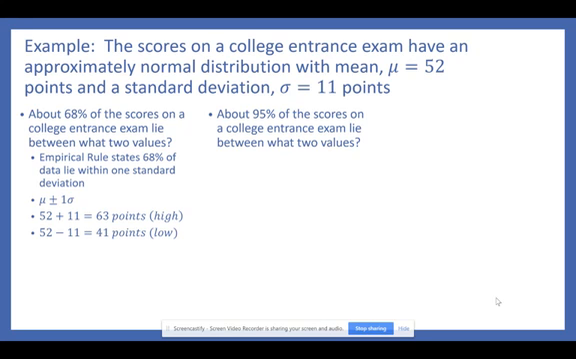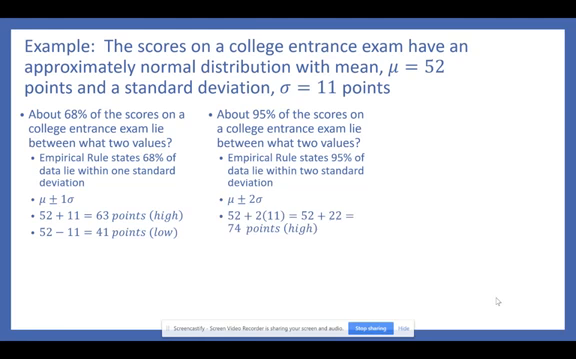If we want to know about 95% of the scores, 95% corresponds to being 2 standard deviations away from the mean. So if I perform those calculations, I would have 52 plus 2 times the standard deviation of 11, which is 52 plus 22, that's 74, which would be your high. And then you do the same thing, which you subtract. 52 minus 22 would be 30. So 95% of the test scores should fall between 30 and 74.